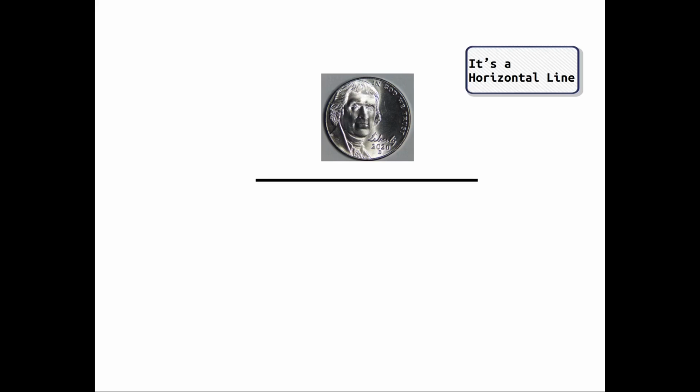For all we know, we could be looking at the edge of a coin. We have heads on top and tails on the bottom. If we rotate that coin around the center of that line by 180 degrees, it'll still look like a horizontal line, but the heads will be on the bottom and tails will be on the top. But it'll still be a horizontal line to us.